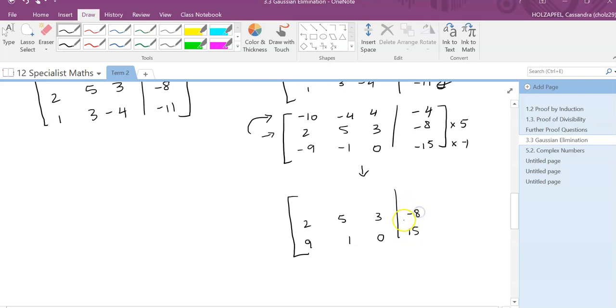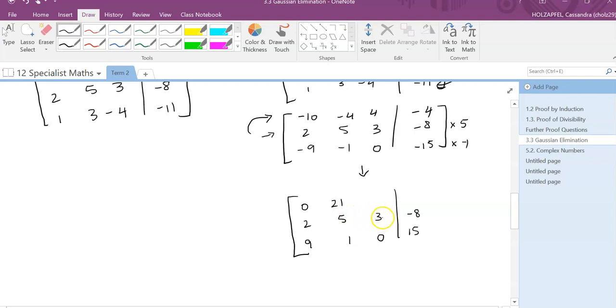Okay, so what I'm actually going to do is I'm kind of going to do it in one big step. I'm going to multiply by 5, and then I'm going to add it in to that top row. So 2 times 5 is 10. 10 and -10 make 0. 5 by 5 is 25. 25 and -4 makes 21.